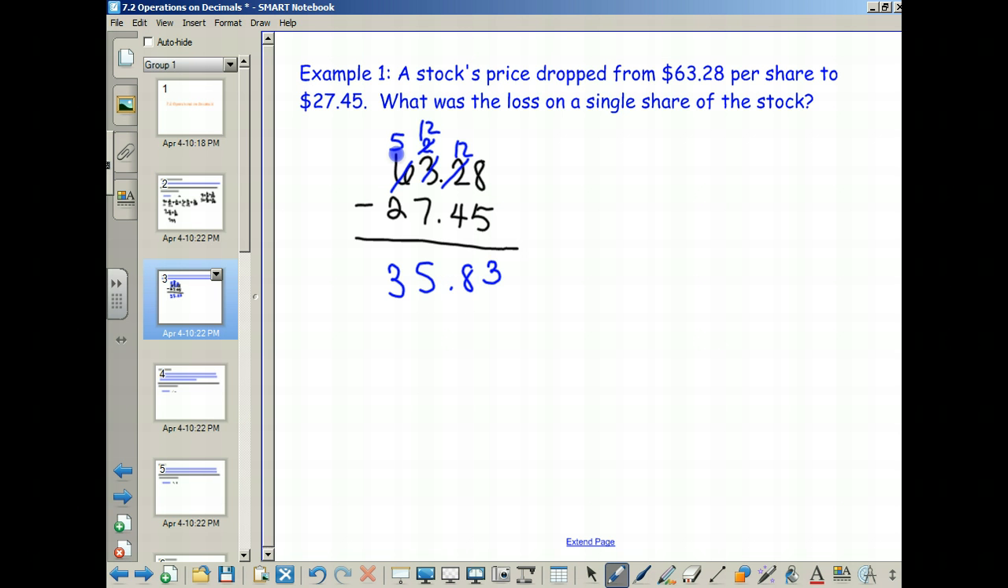So make sure you answer the question, what was the loss on a single share of stock? It was a dollar amount, $35.83. So make sure you're including the dollar sign. Does that make sense? And I think that probably should be the question, I remember. Okay, good.